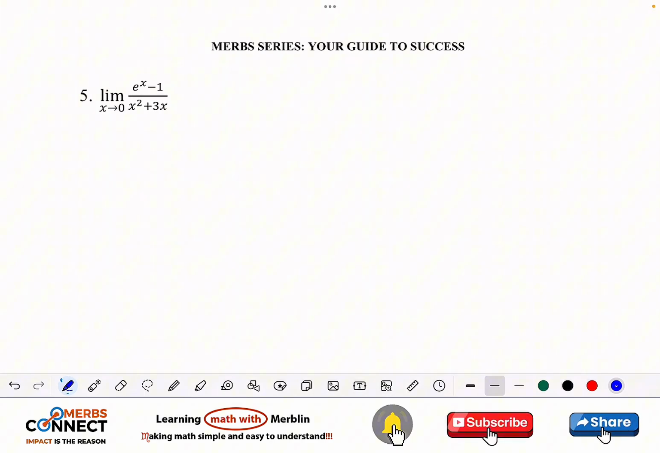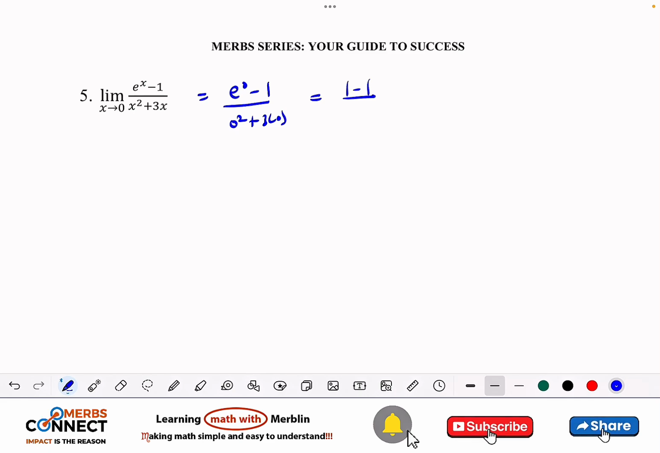Okay, so now you see the way we are practicing and seeing how things are going. Let's take more examples, then we move to the next form. Let's plug in 0 again. E to the power 0 minus 1 divided by 0 squared plus 3 times 0. This is 1 minus 1 divided by 0 plus 0, and this is 0 divided by 0. So we can apply L'Hopital's rule to the function.